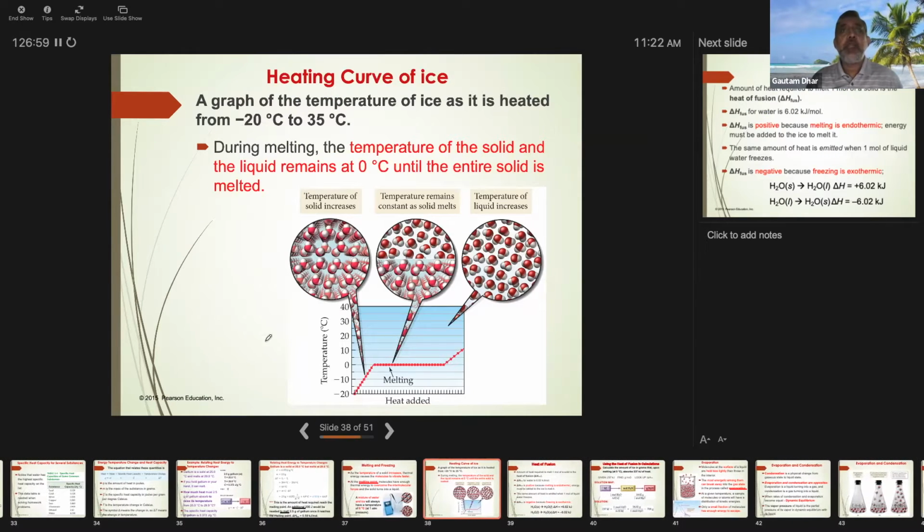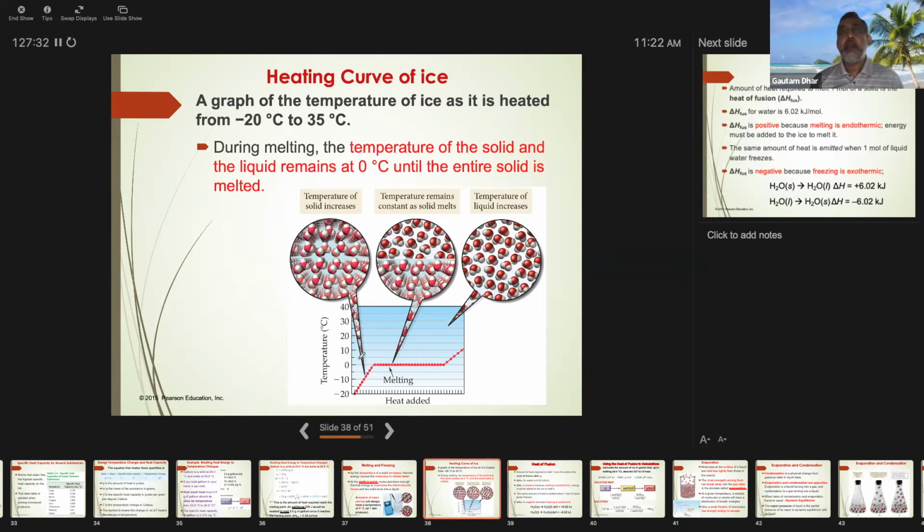And so if you do a heating curve, like if I take ice at minus 20 degrees centigrade and heat it, on the x-axis you have heat added and the temperature on the y-axis. You can see that gradually the temperature of ice is going to rise from minus 20 and will reach 0. As soon as it reaches 0, it will start to melt. And even though it is absorbing heat, there is no change in temperature. It's remaining horizontal.